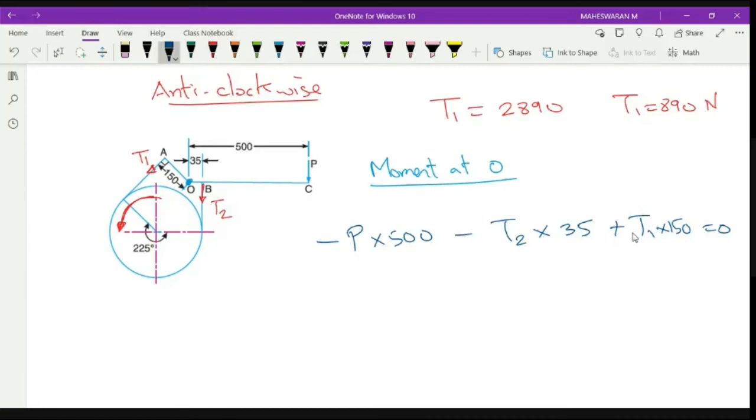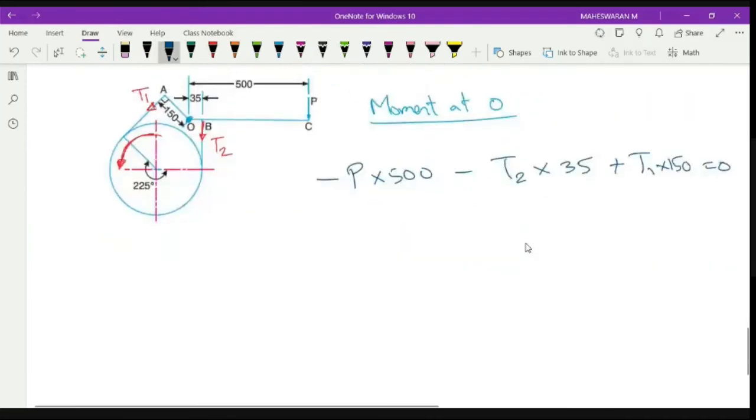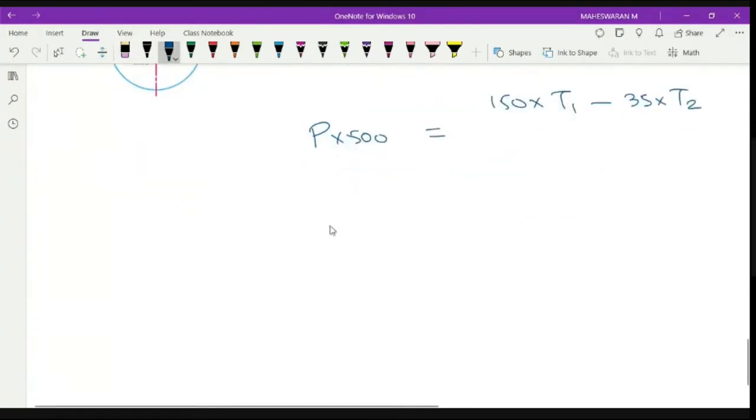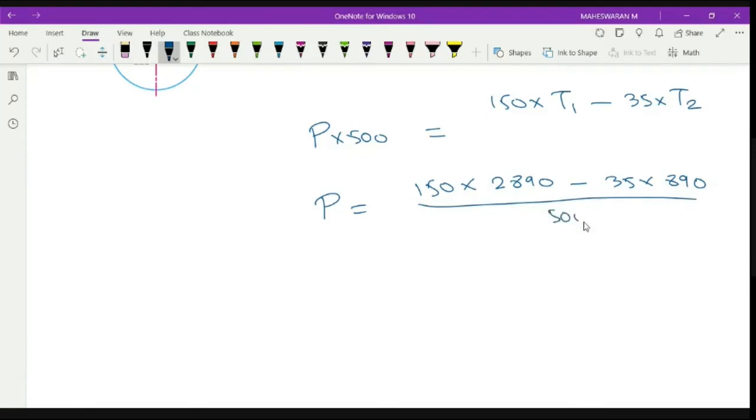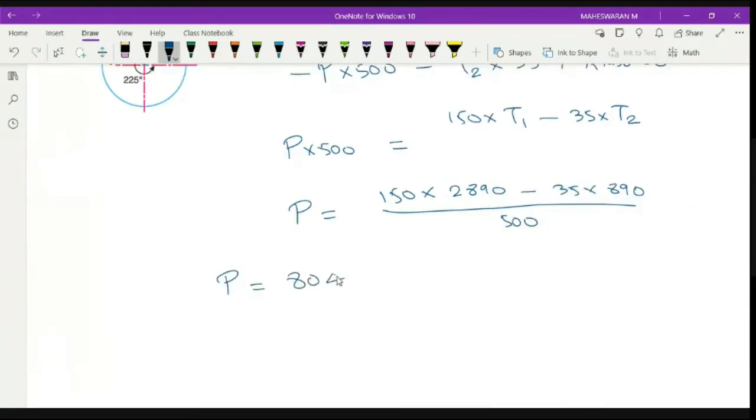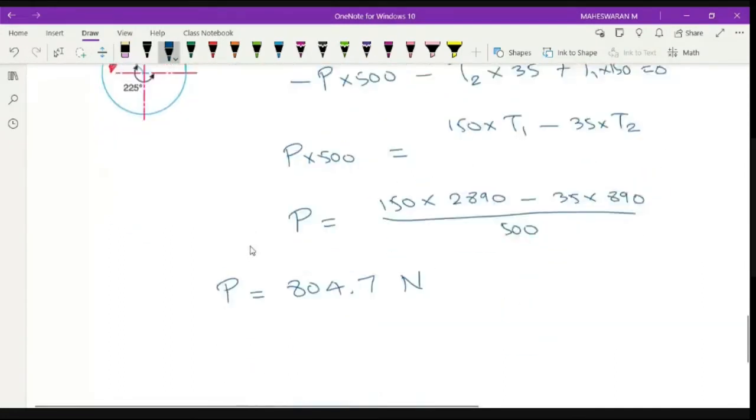This one is rotating in anti-clockwise, the other two are rotating in clockwise. In that case, P into 500 will be equal to, bringing this to the other side, 150 into T1 minus 35 into T2. So P will be equal to 150 into 2890 minus 35 into 890 divided by 500. The value of P is 804.7 Newton. That's it, we completed this problem.